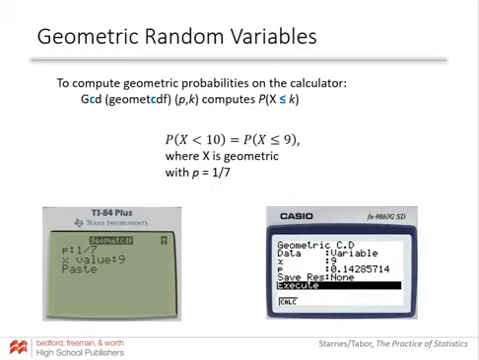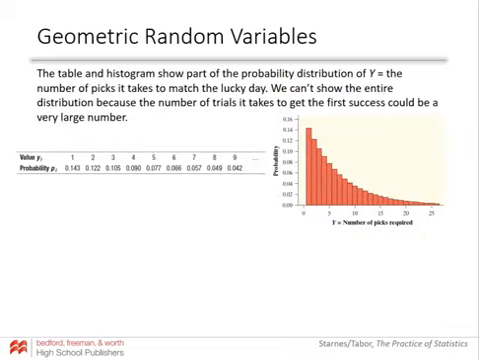So anytime we want less than, we are using GCD or geometric CDF. Just like the binomial problems, the calculator is finding the probability that x is less than or equal to whatever number you put in. So the problem asks for less than 10. In the calculator, we're going to type that as less than or equal to 9 because the calculator is always less than or equal to.